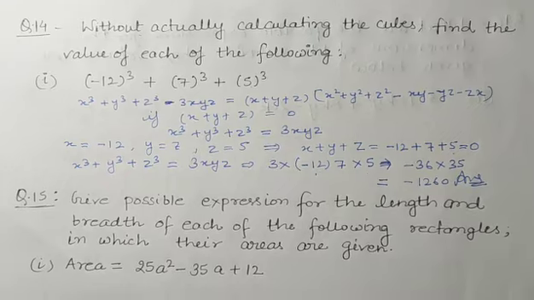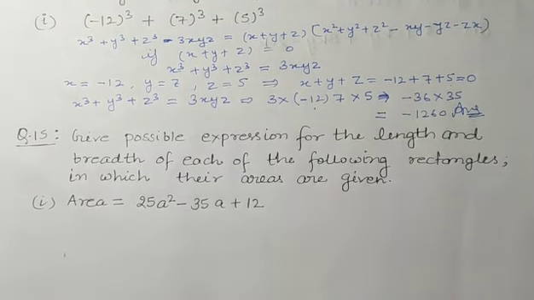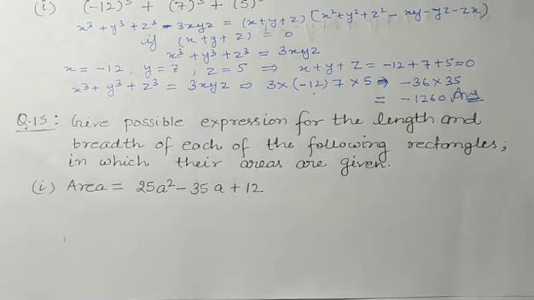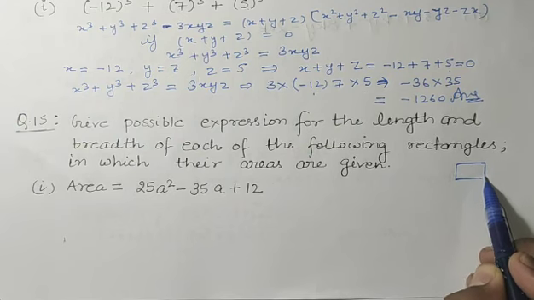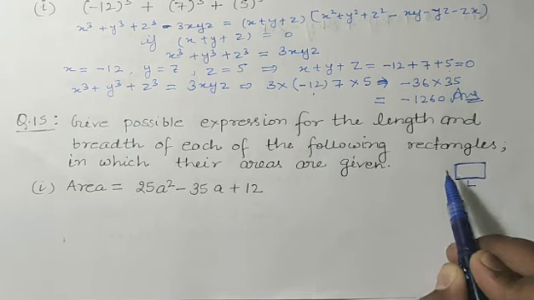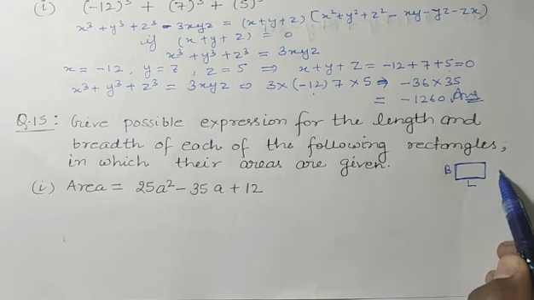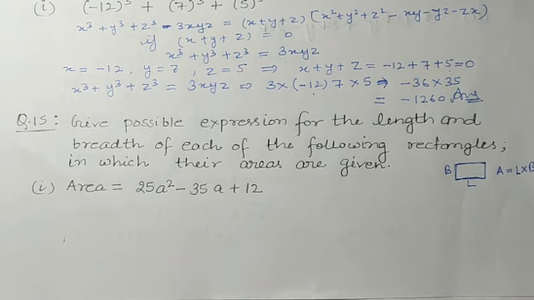Okay, now coming to the second last question of this exercise, and the question is, give possible expressions for the length and breadth of each of the following rectangles, in which their areas are given. So the area is given and you have to tell what can be the length and breadth of this rectangle. Students, firstly we all know that in the shape of a rectangle, one is length and one is breadth, and the area of this rectangle is length into breadth.